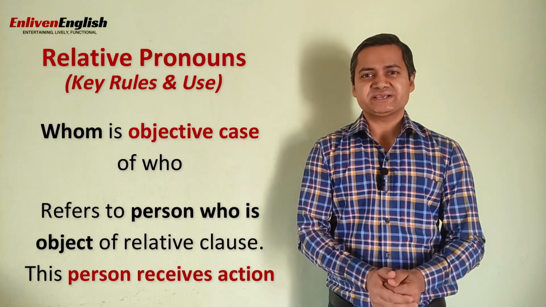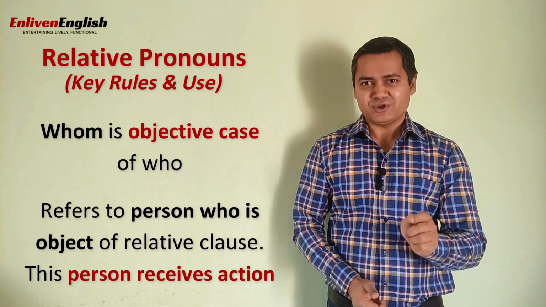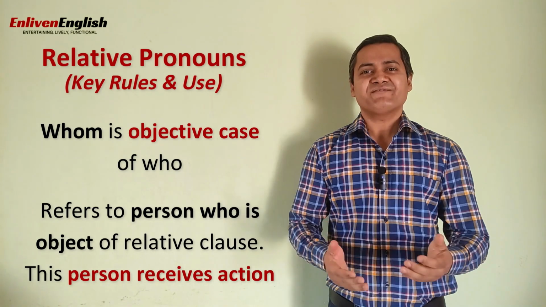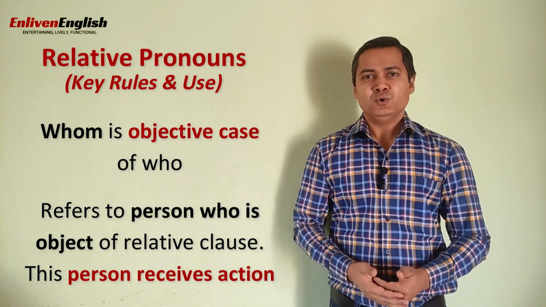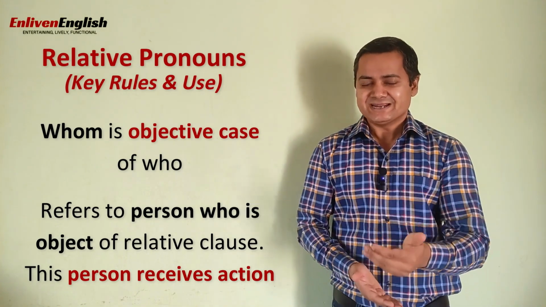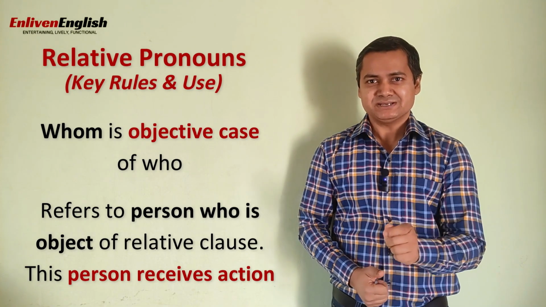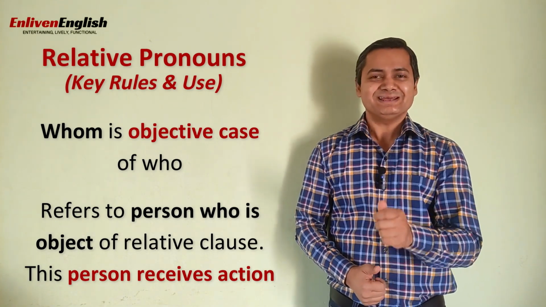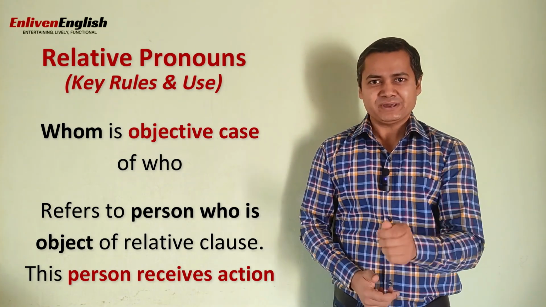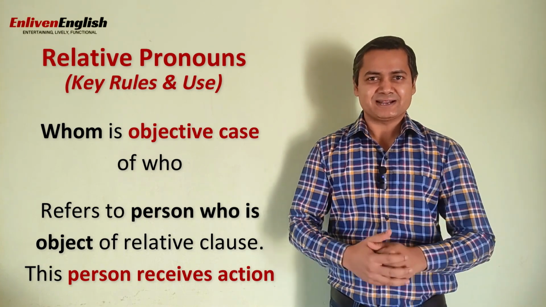Whom is the objective case of who. Now you need to understand this. Whom refers to the person who is the object of the relative clause. Now this person receives the action in the relative clause. See the following examples carefully to understand this.